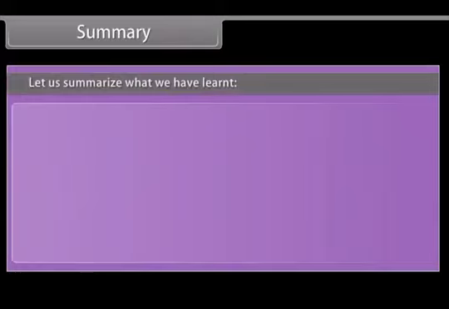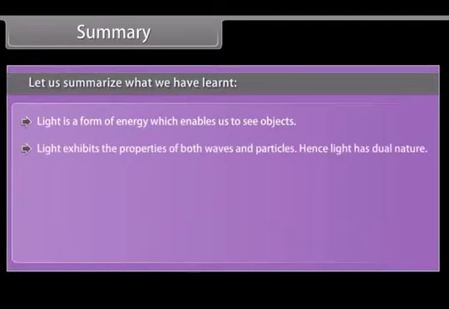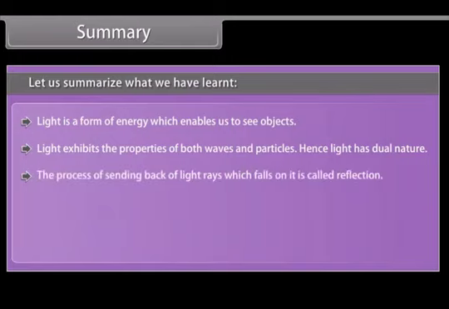Summary. Let us summarize what you have learned. Light is a form of energy which enables us to see objects. Light exhibits the properties of both waves and particles. Hence, light has dual nature. The process of sending back of light rays which falls on it is called reflection.